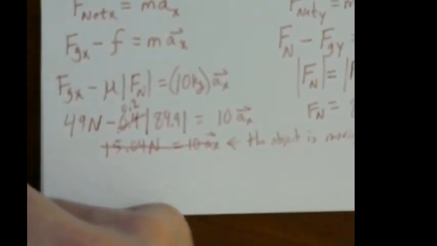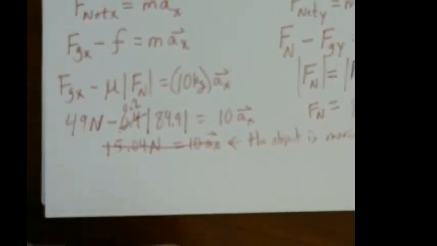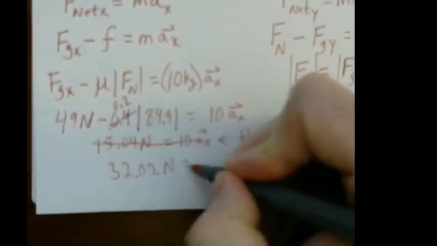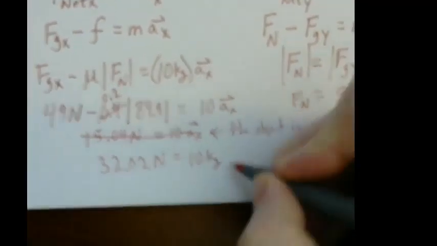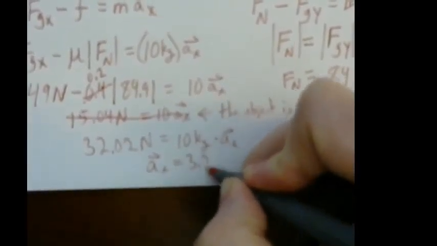Calculate 49 minus 0.2 times 84.9. That gives us 32 newtons, equal to 10 kilograms times the acceleration in the x direction. I can handle that division. The acceleration in the x direction is 3.2 meters per second squared.